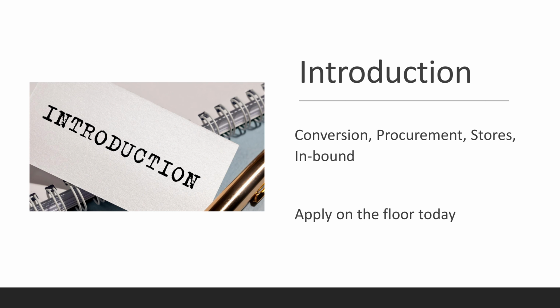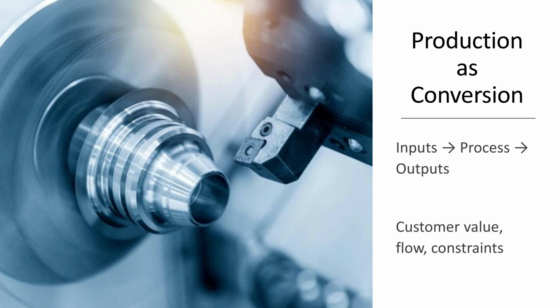With that destination set, I begin at the highest level. Production as conversion. Let's take a look. When I say production is a conversion system, I mean we transform inputs into outputs through a process. Inputs include materials, labor, machines, methods, environment, and information.